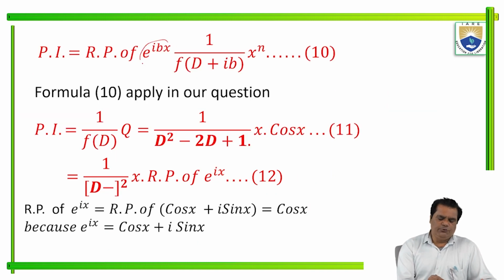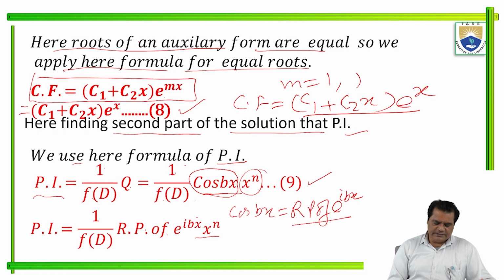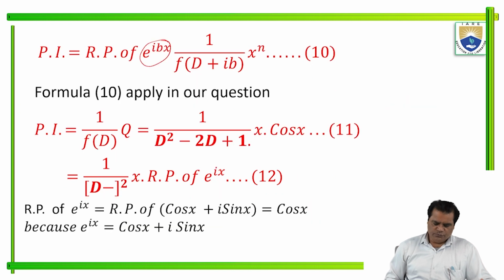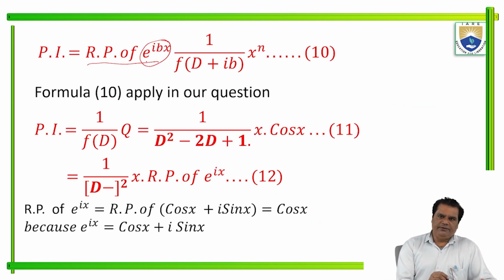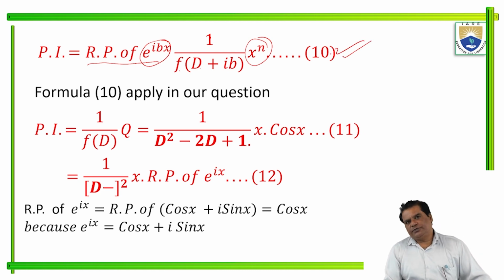Next step: the exponential function e to the power i bx, which is on the right side of the particular integral, is taken to the left side of the operator, multiplying, and then we put D plus ib. So I am putting RP of e to the power i bx into 1 upon f(D plus ib), and only the algebraic function remains. So this is equation 10, and we apply this procedure in our question.